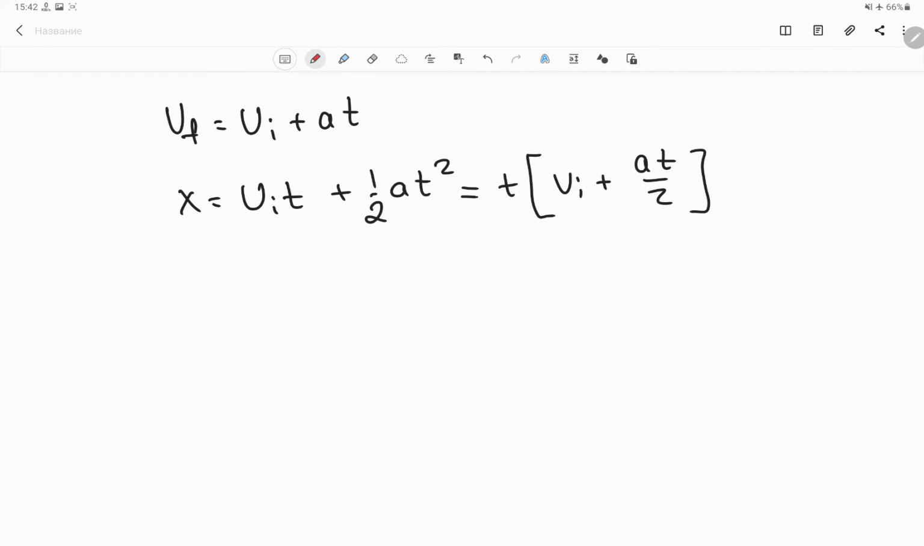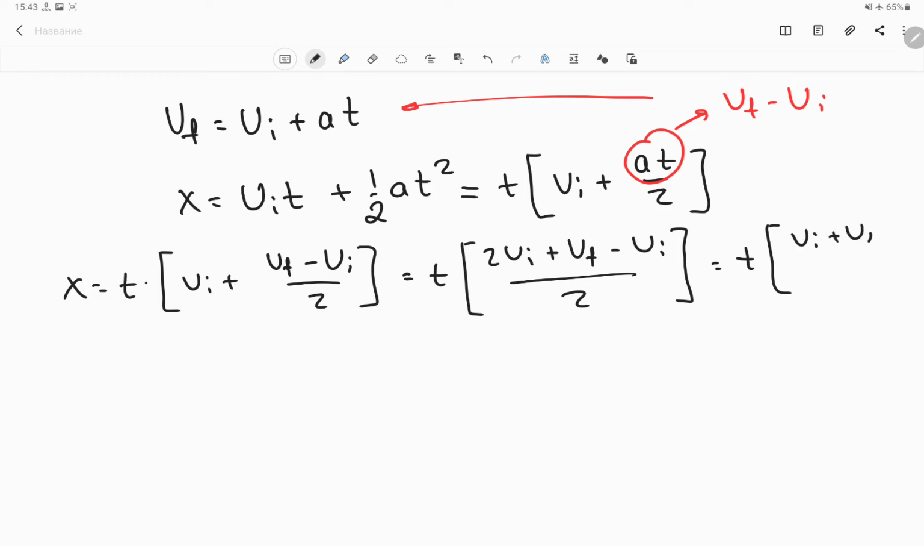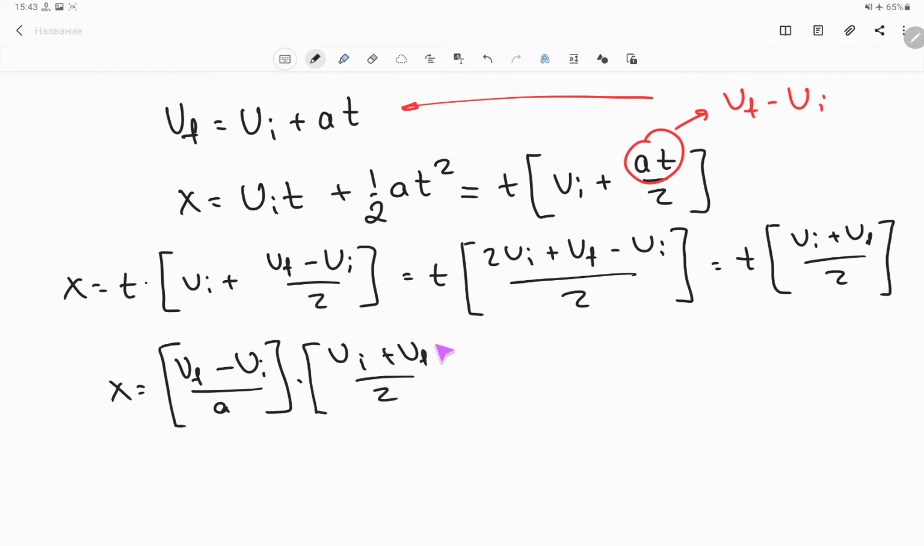We know that at equals v final minus v initial from the first equation. So it means x equals time times v initial plus v final minus v initial over 2. Or we can say 2 v initial plus v final minus v initial over 2, which means v initial plus v final over 2. And this time equals v final minus v initial over a, acceleration. So we can say v final minus v initial over a, this is actually time, times v initial plus v final over 2. So this part actually equals v final squared minus v initial squared over 2a. This is simple math.